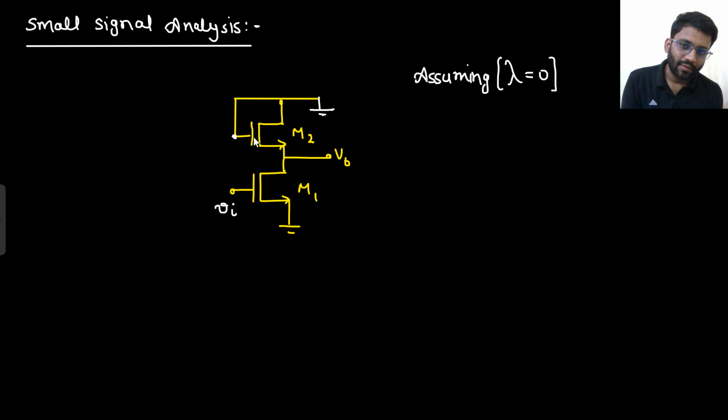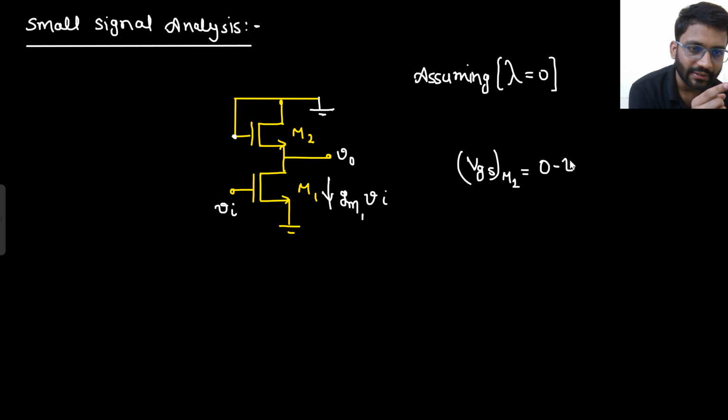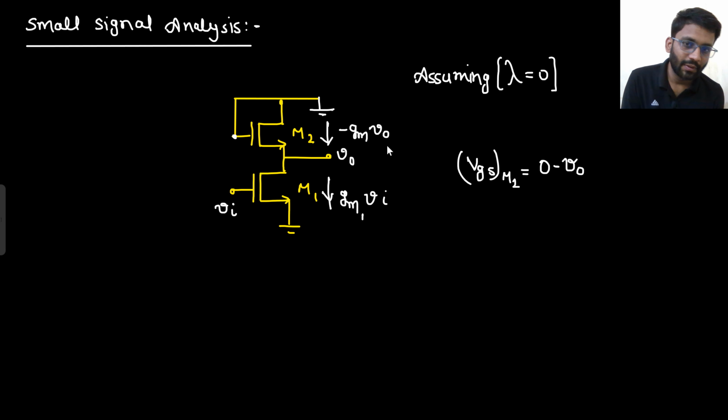Tell me one thing. What is the current in M1? That is GM1 VI. That's it, small signal it is. So I am writing GM1 VI. What will be the current in M2? What is the VGS of M2? VGS of M2 is 0 minus V0. Right? So what will be the current? Minus GM V0. Or you can say in the upward direction, GM V0.